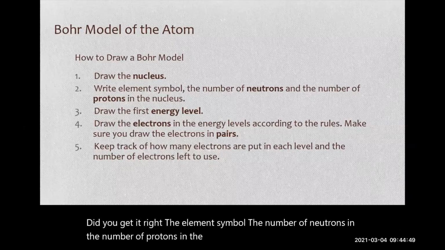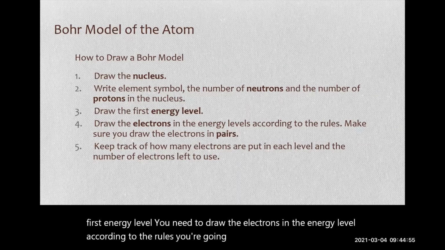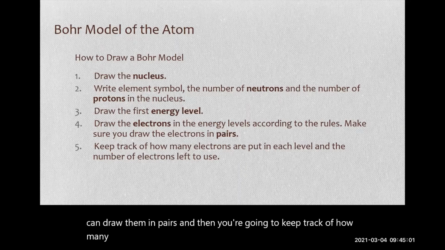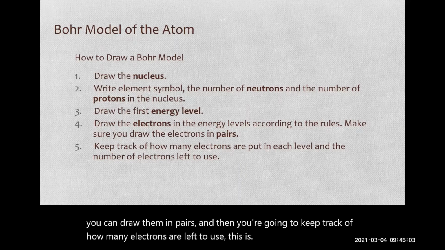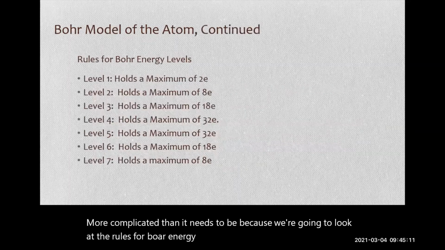You're going to draw your first energy level. And then you can draw the electrons in the energy level according to the rules. You're going to make sure, as much as you can, to draw them in pairs. And then you're going to keep track of how many electrons are left to use. This is more complicated than it needs to be because we're going to look at the rules for Bohr energy levels. Level 1 will hold 2 electrons.